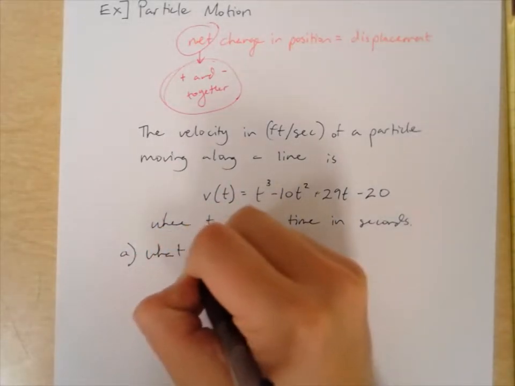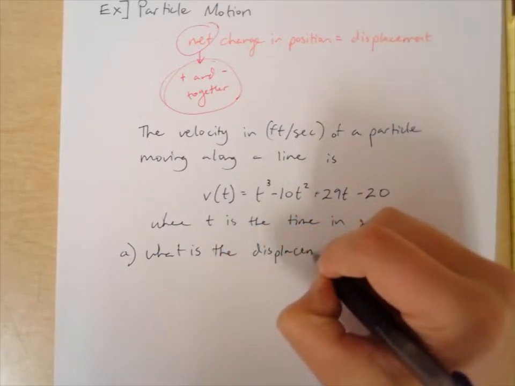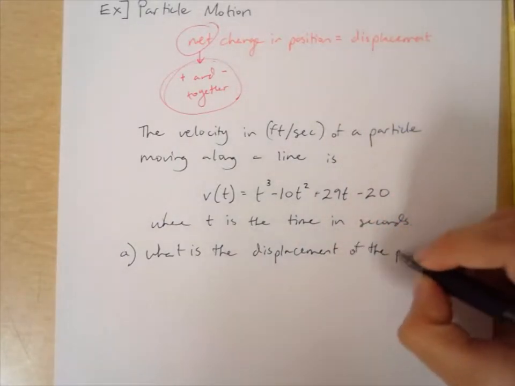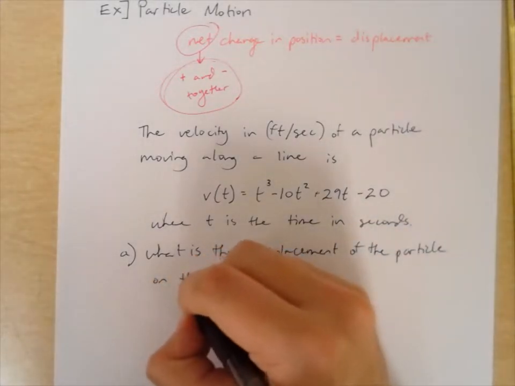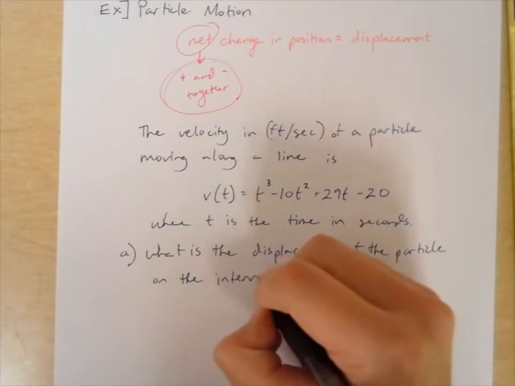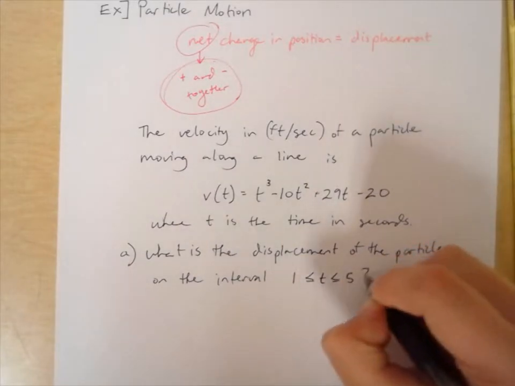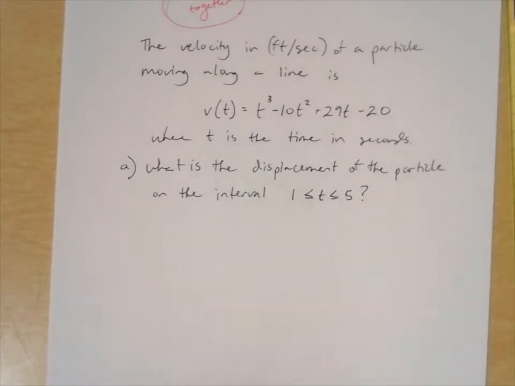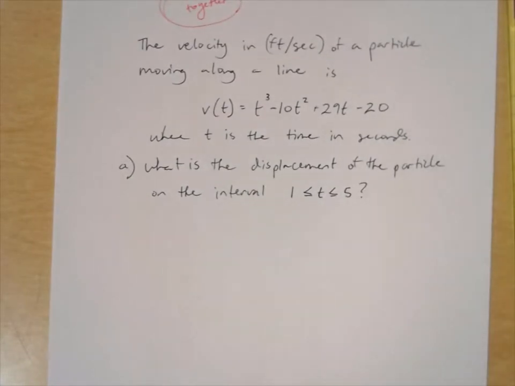What is the displacement of the particle on the interval from 1 to 5? Okay, so first things first, I want us to understand that displacement is really going to be talking about the net change.